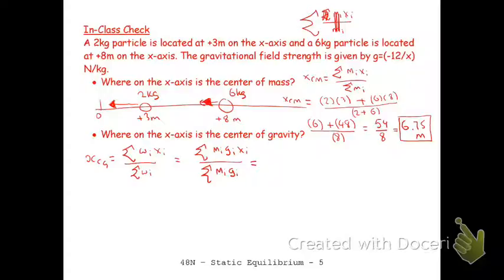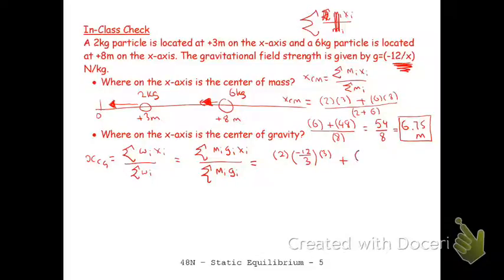And let's pick our first mass. So it's going to be 2 kilograms. And the g_i is going to be, if I look at my expression, minus 12 over 3, because it's at position 3, times position 3, 3 meters, plus. So you see where that came from? I took the mass, and then I substituted 3 in for x on this expression up here. So I got minus 12 over 3, because its position is at plus 3. And then I multiplied by its position, because that's what it tells me to do.